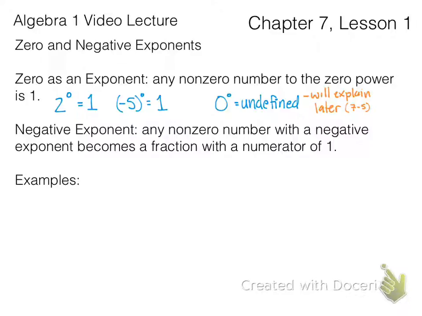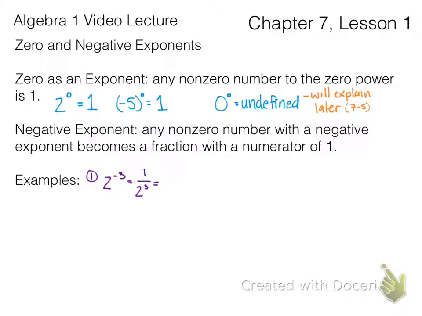All right, negative exponents. Any non-zero number with a negative exponent becomes a fraction with a numerator of 1. Now, sometimes you won't have a numerator of 1, but if you have just a straight number to a negative exponent, then yes, you're going to have a numerator of 1. I'll show you some examples of where that's not the case in a few minutes. Okay, so here's an example. We have 2 to the negative third power.